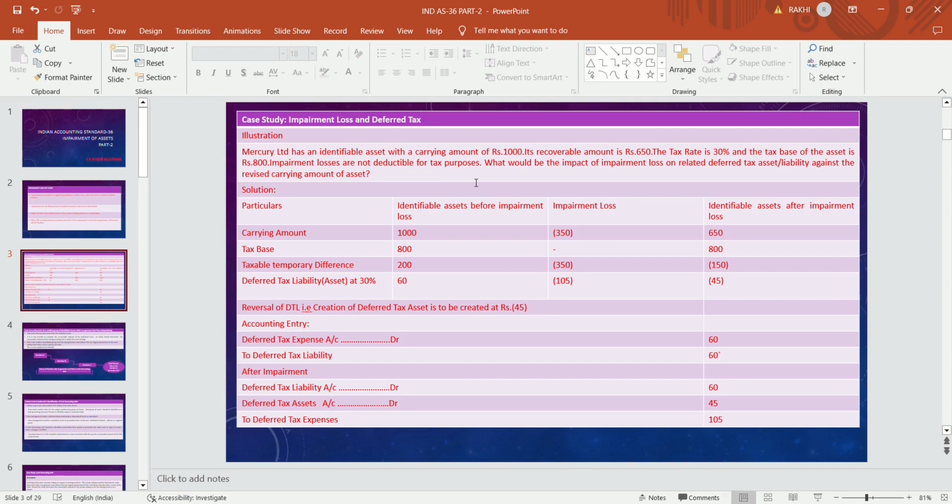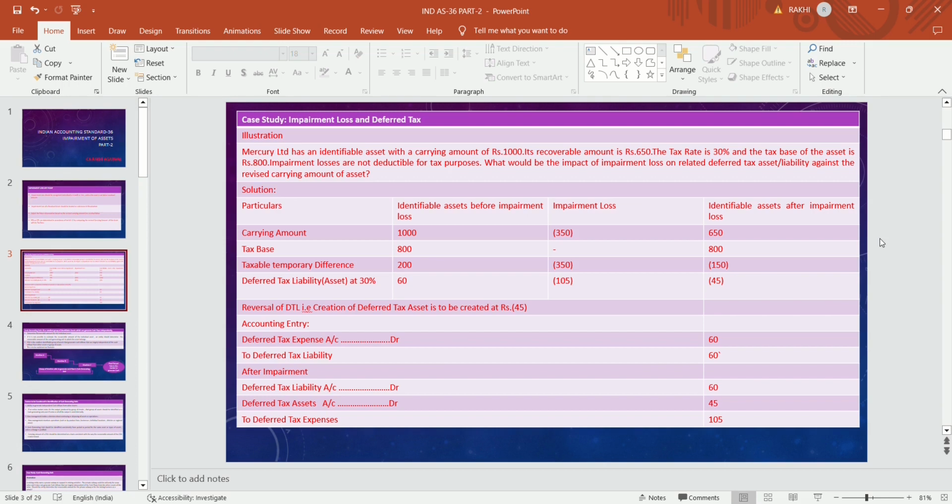The tax rate is 30% and the tax base of the asset is rupees 800. Tax base is given, carrying amount of the asset is given, recoverable amount of the asset is given, tax rate is given, 30%. Impairment losses are not deductible for tax purposes. What would be the impact of impairment loss on the related deferred tax asset or liability against the revised carrying amount of the asset? Now we will solve the solution.